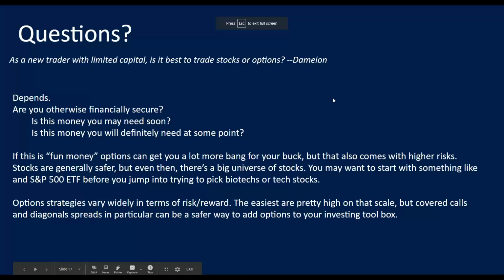All right, as a new trader with limited capital, is it best to trade stocks or options? This is from Damien. And it really sort of depends here. Some of the stuff we talked about with Tony applies here as well in terms of what's the rest of your financial situation, right?